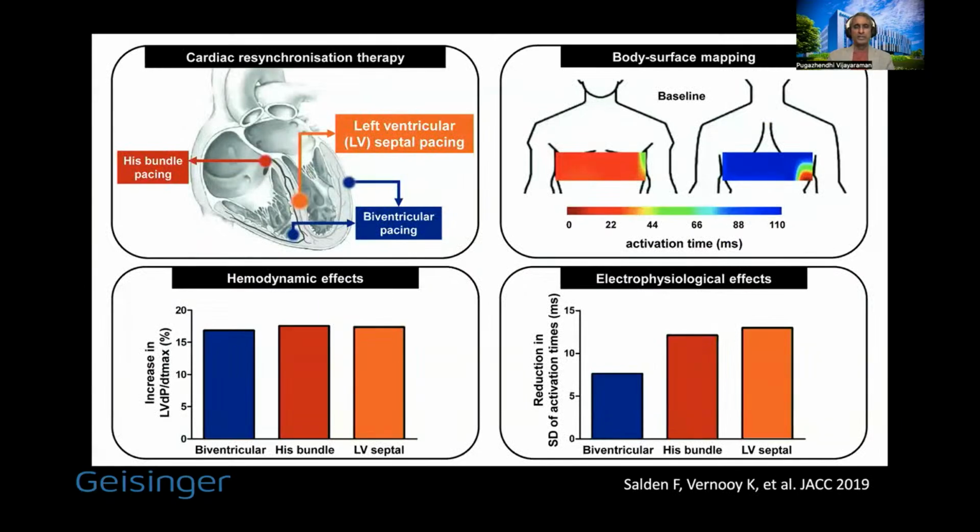And here is another study using left septal pacing endocardially and His-Purkinje pacing in patients with left bundle branch block, showing that with body surface mapping using ECG imaging, the hemodynamic effects and electrophysiological effects were better in patients undergoing His-Purkinje pacing, and these effects were similar with left septal pacing compared to biventricular pacing. So left bundle branch area pacing may provide similar electrical and hemodynamic benefits.